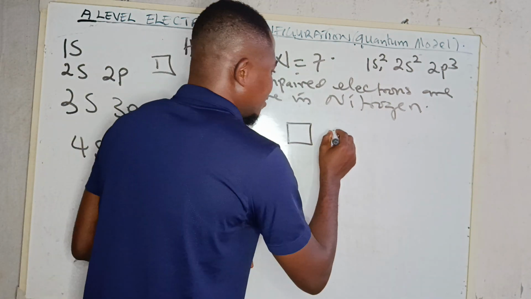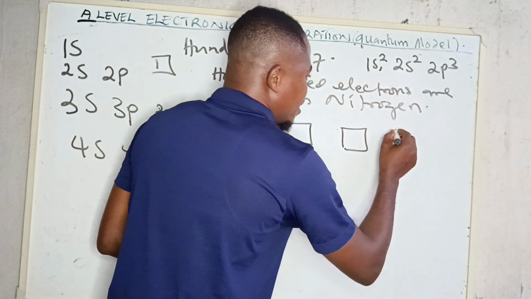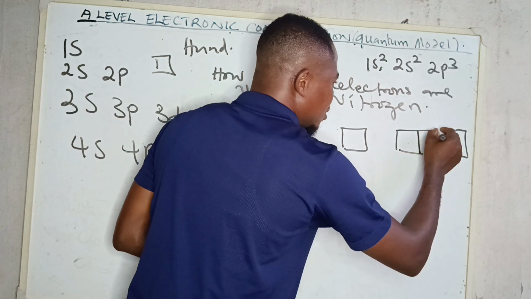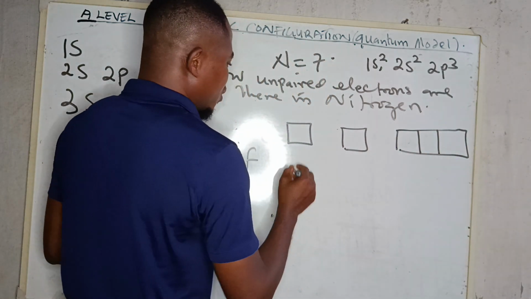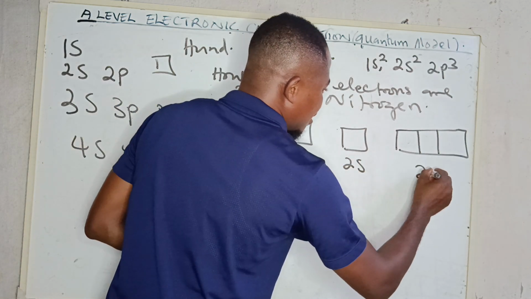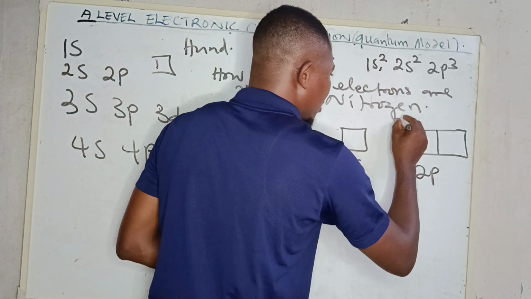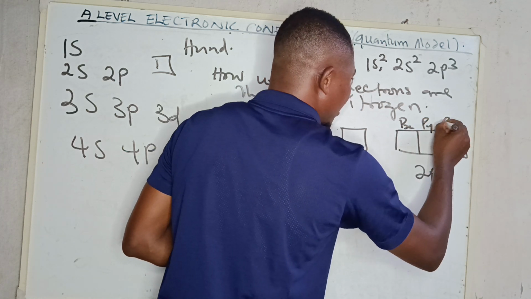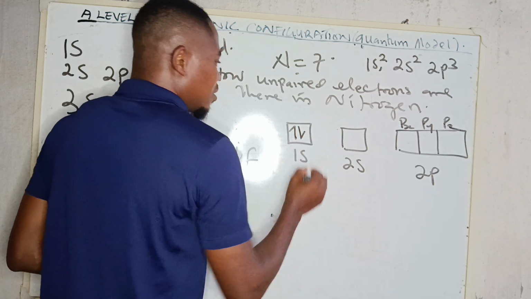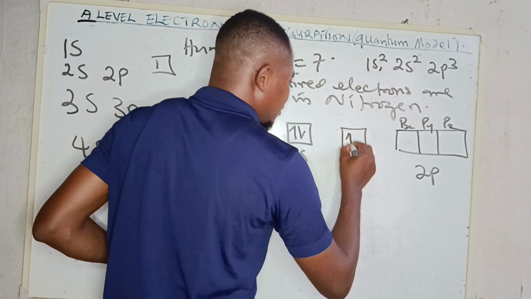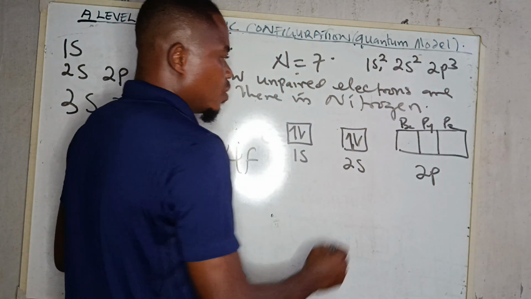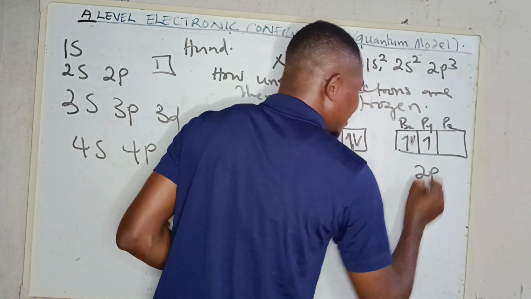This is 1s, 2s. Remember the p orbital has 3 orbitals: 1, 2, 3. So this is going to be 1s, 2s, and 2p, where this is going to be what? Px, py, and pz. Now, 1s has 2 electrons. 2s has 2 electrons. So these are the 4 electrons. But the 2p has 3 electrons, which you can fill like this.